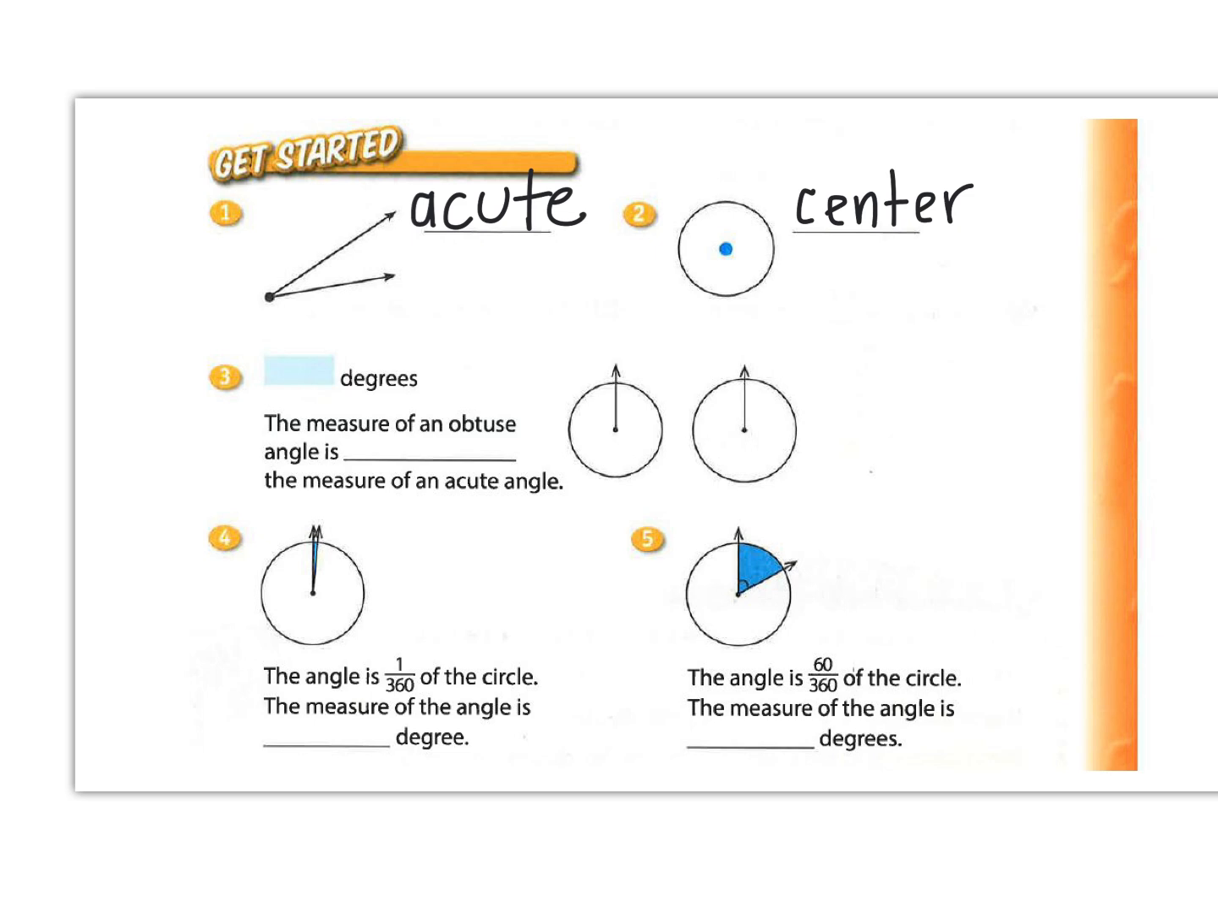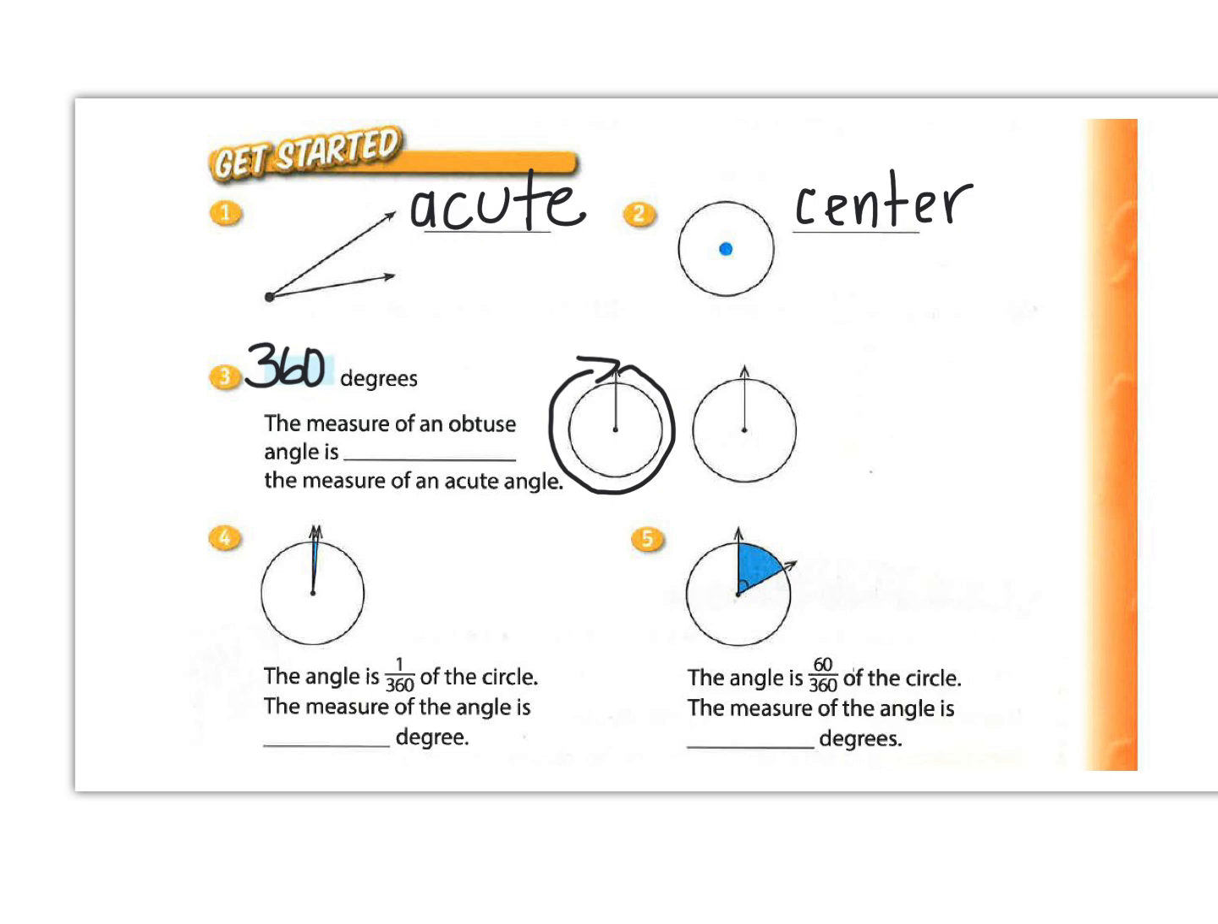Next, let's look at number 3. If we look at this first diagram of a circle, we can see that we have a full circle and then a ray pointing up. If this ray goes all the way around and comes back, it travels 360 degrees. So a circle has 360 degrees if you go all the way around.